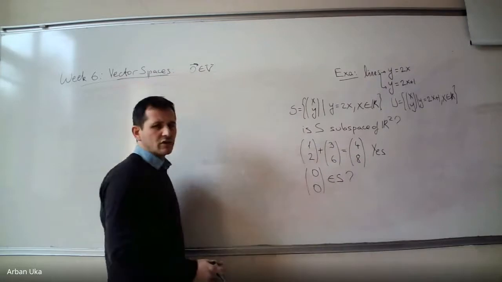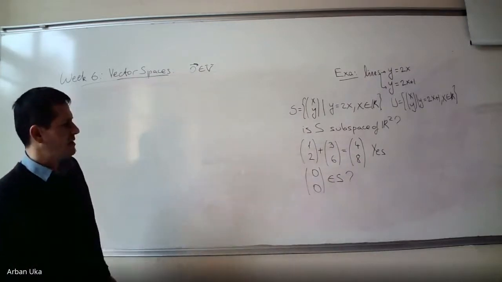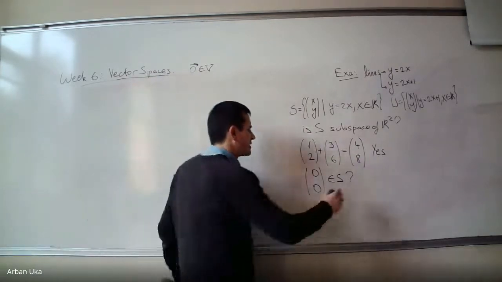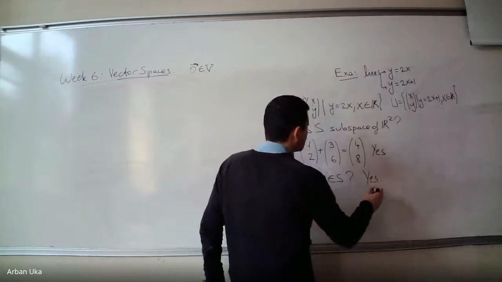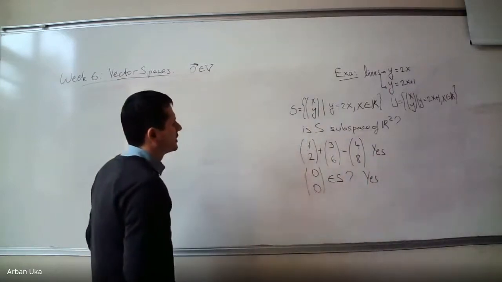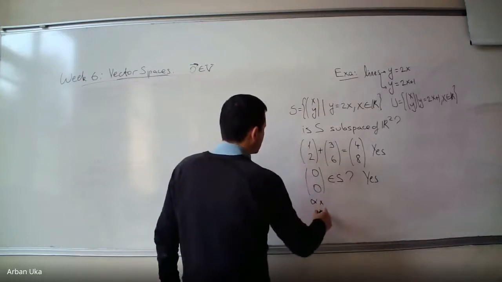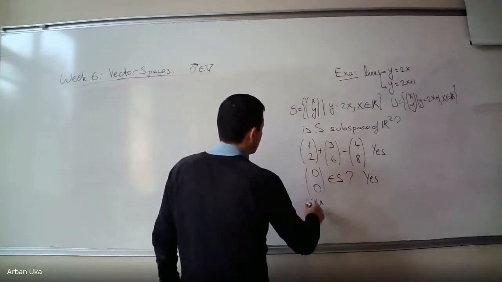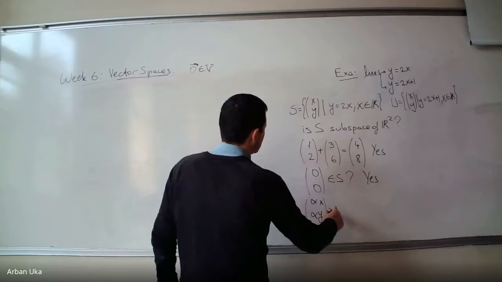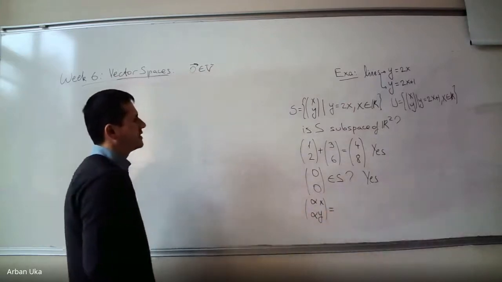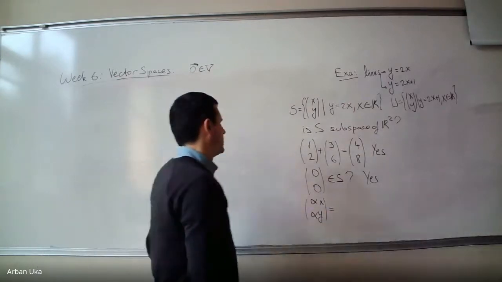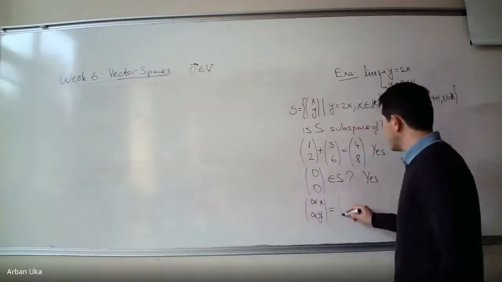Yes. Which means, or does the S include the 0? Yes. So this is also a second yes. Then the final thing that we ask is the following. We multiply by alpha. So here we can have alpha x and alpha y. Is this still an element in S?